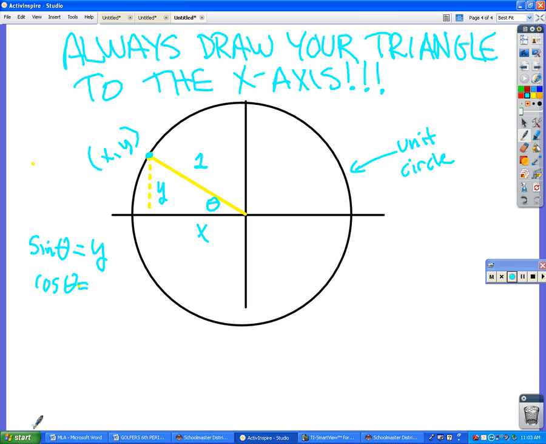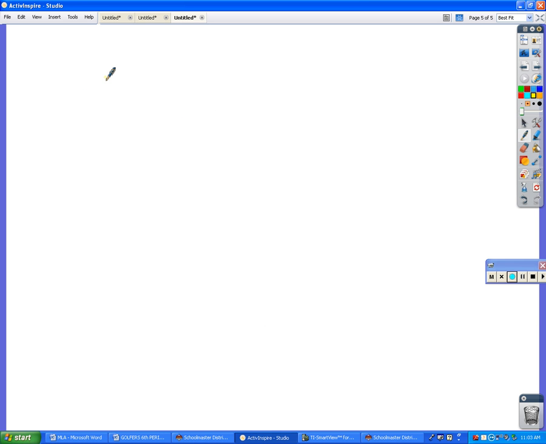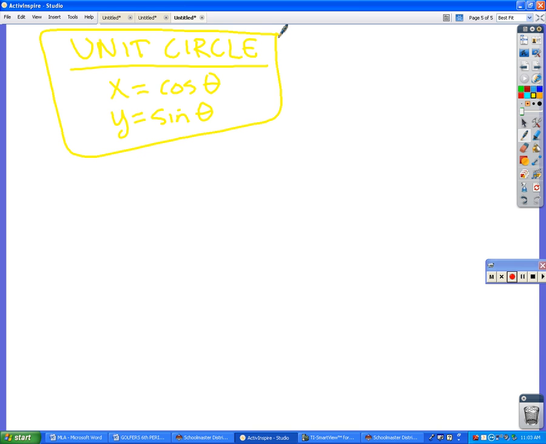The cosine of theta would be the adjacent side, which is x, divided by the hypotenuse, which is 1. And so that is your cheat sheet that you should write down, and then I'll answer your questions. In the unit circle, what you need to know is that x equals cosine of theta and y equals the sine of theta.